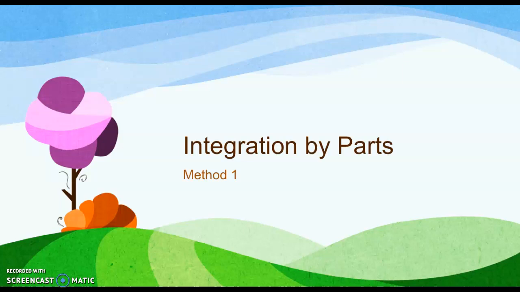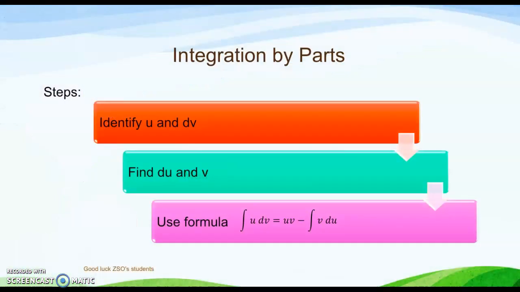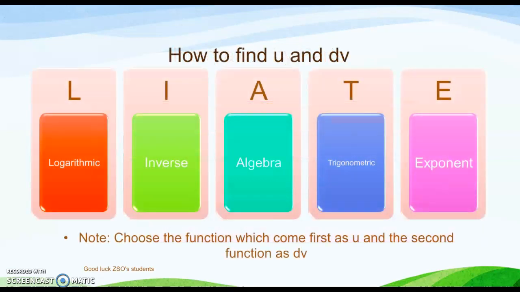So today we would like to learn about integration by parts. These are the steps to solve integration by parts. The first one, you need to identify u and dv. Next, you need to find du and v. And the third one is you need to use the formula: integral of u dv is equal to uv minus the integral of v du. So this is how to find u and dv.